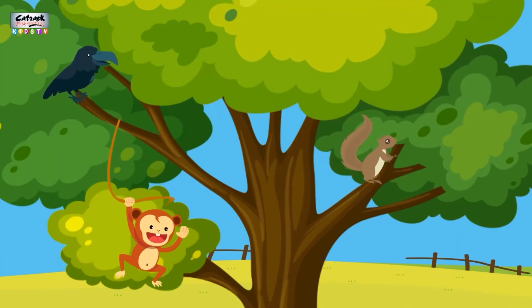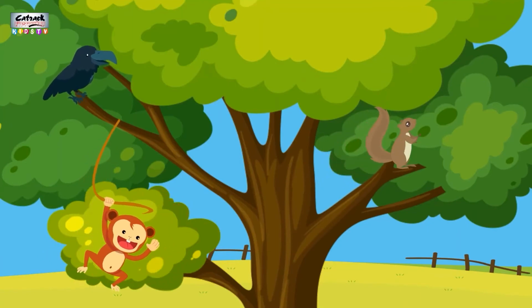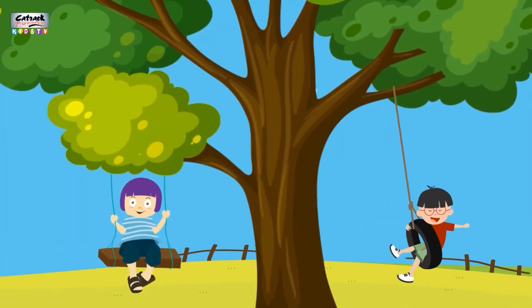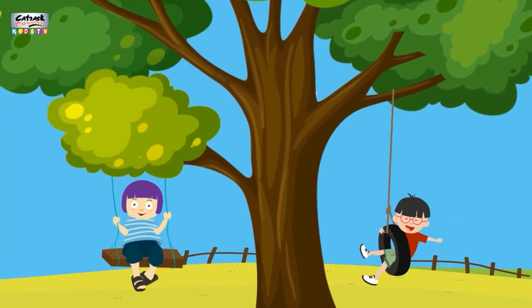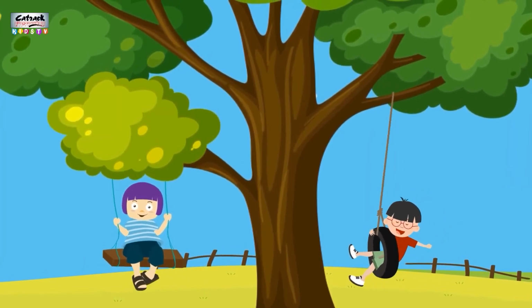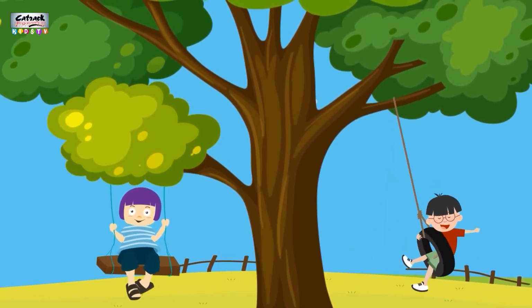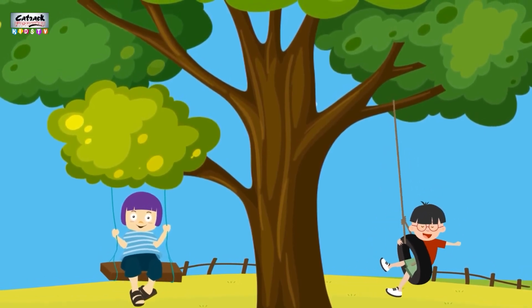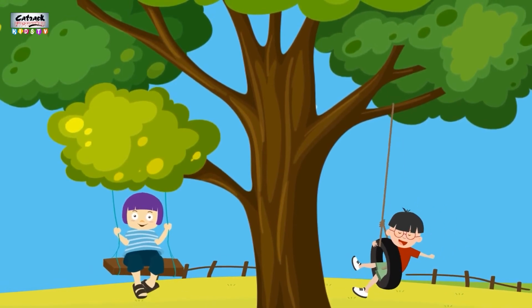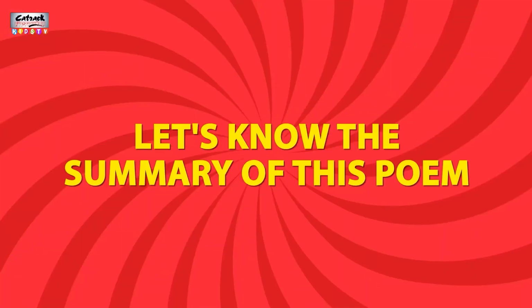Crows, birds, squirrels run and see the monkeys having fun. Strong branches with pretty swings. A beautiful tree has so many things. Let's know the summary of this poem.